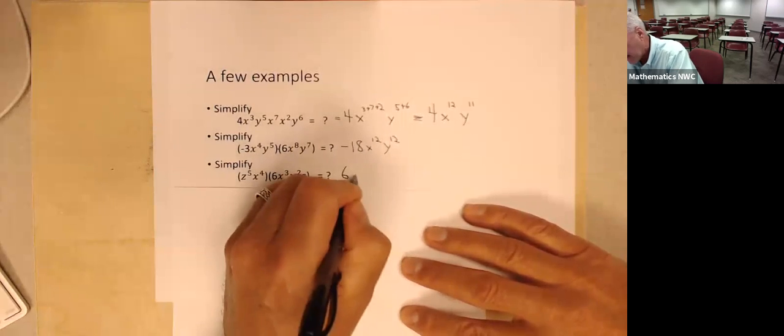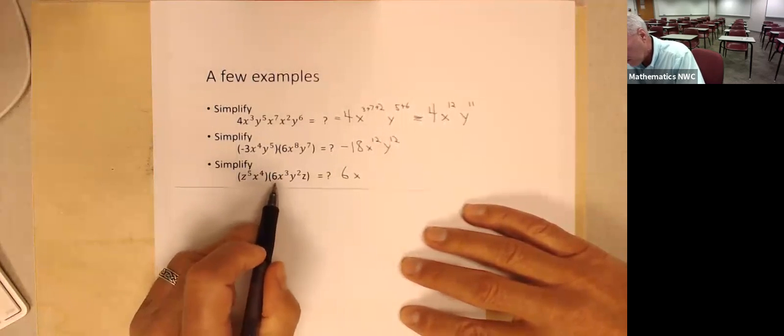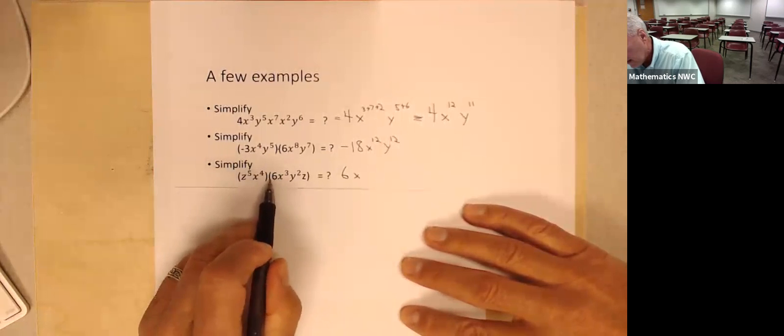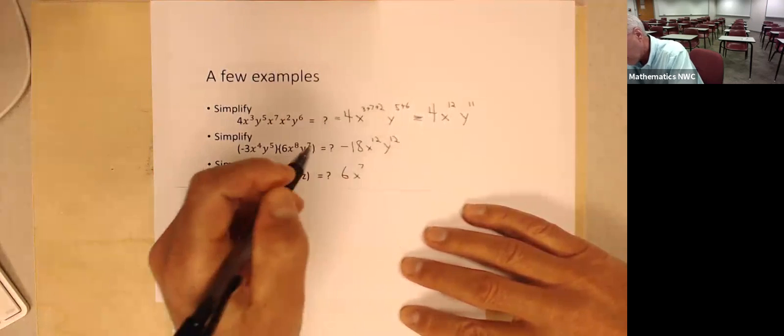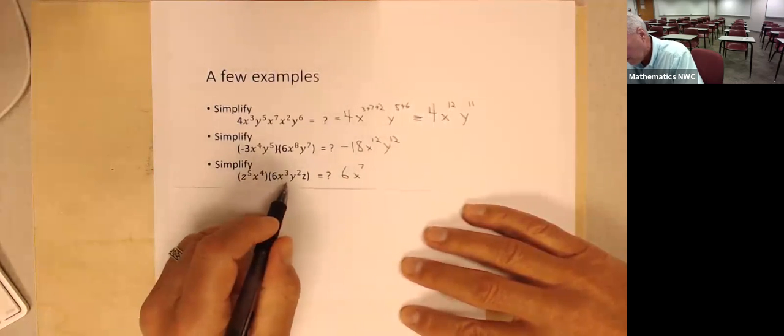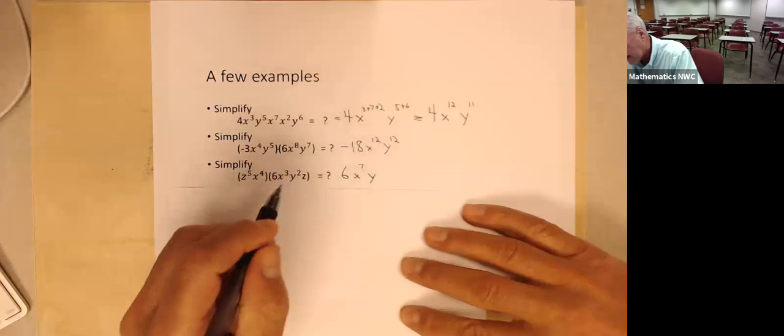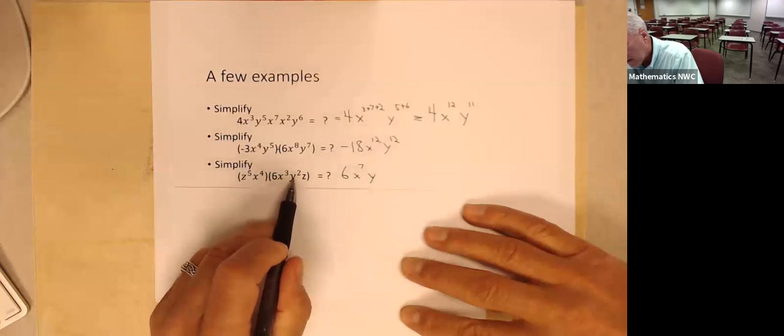But now I'm going to do the x's. Think about what you would write for the power of x. It would be 4 plus 3 or 7. I'm going to go alphabetical order, so I'm going to leave the y next. There is only one y term here. There's no y's over there. So it's not going to change at all. It'll stay y squared.